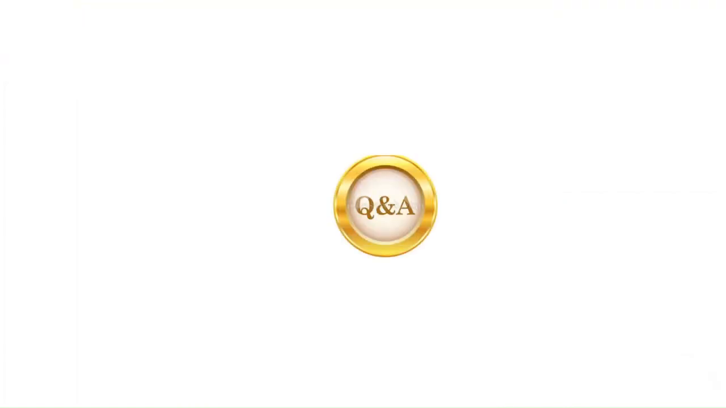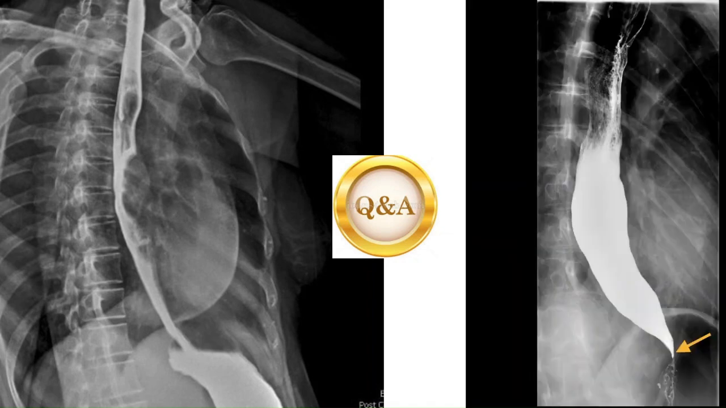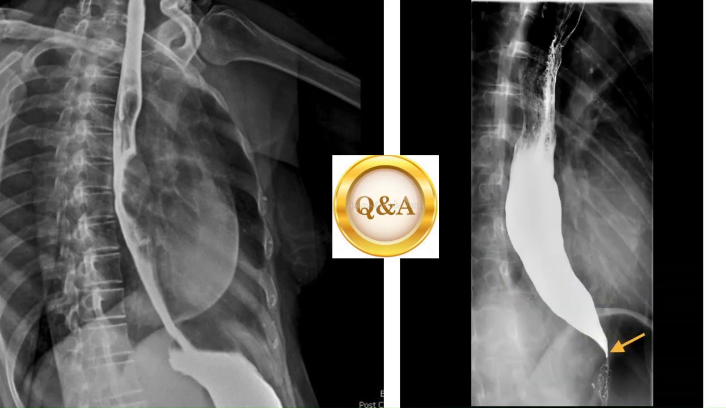Let's ask questions about these two images. Image number one, what is it? It's a barium swallow, anterolateral view, and this is also a barium swallow and anterolateral view. Here in this image, the right one, we can see that the esophagus is dilated, full of barium, and when you go lower down towards the orange arrow, you can see that there is a constriction, and this is called achalasia of the esophagus.